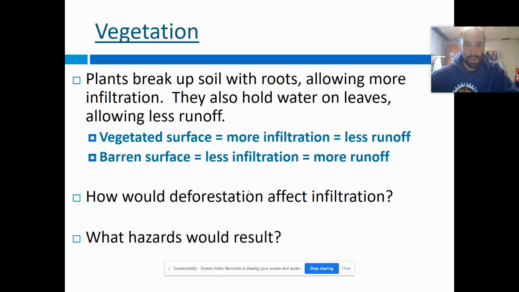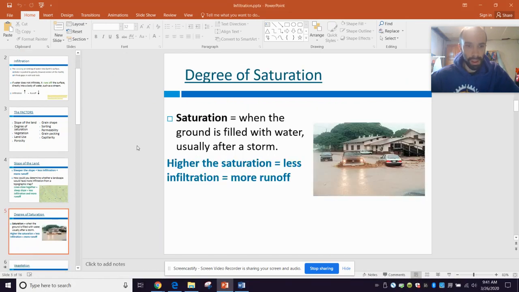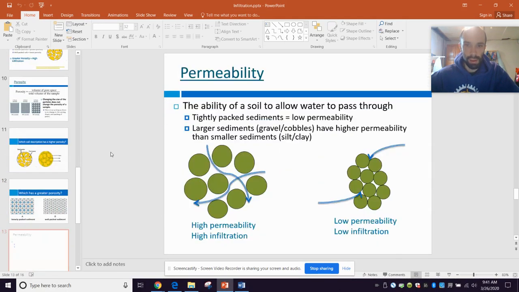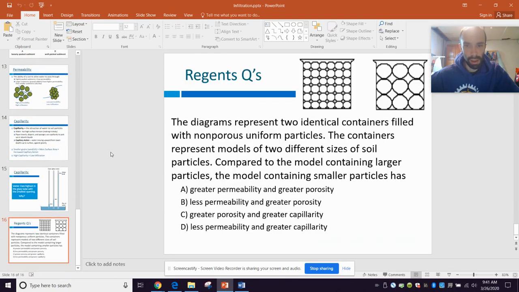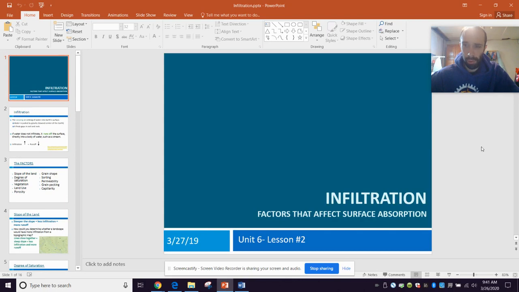All right, so I'm going to stop there because I want to talk about some of these other factors next week, and some of these things are going to relate to a lab that we're going to get into, and hopefully this short lesson will make sense. So I'll stop there, and we're going to go outside after this.